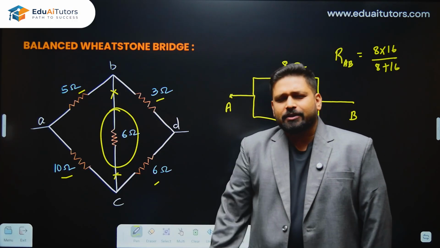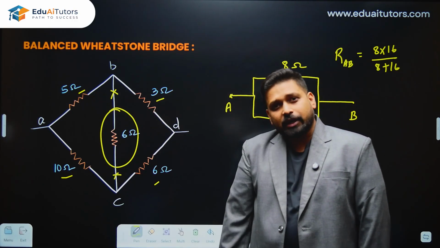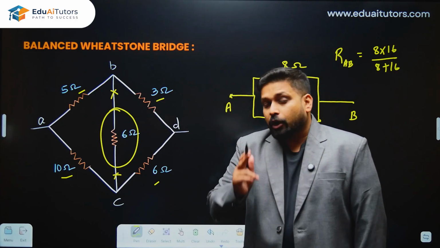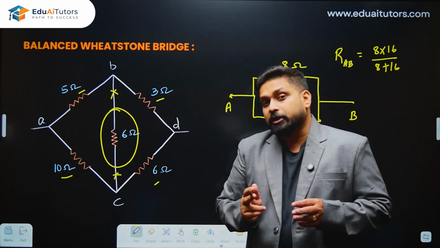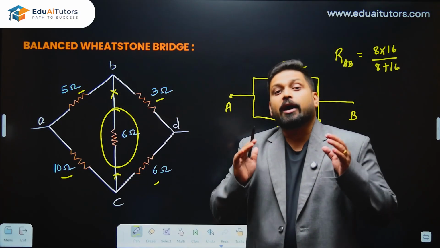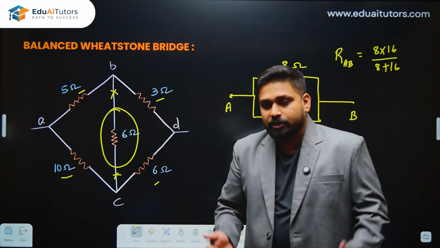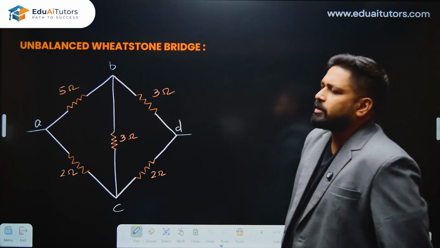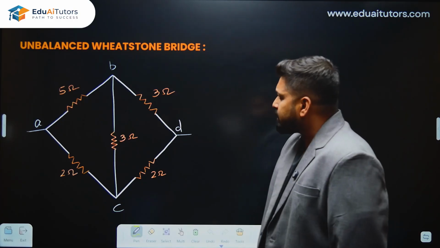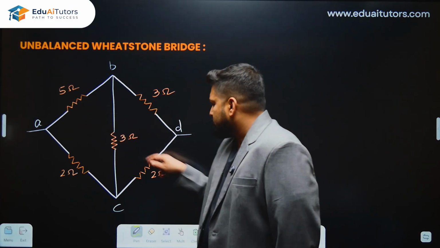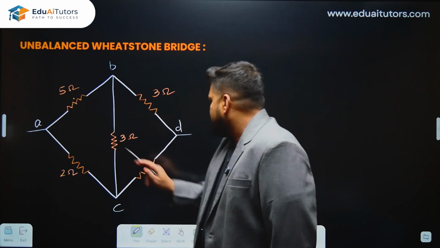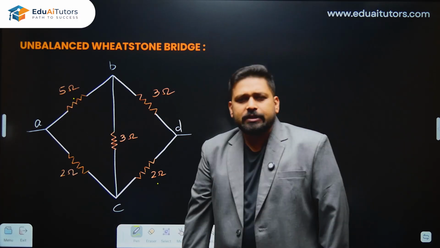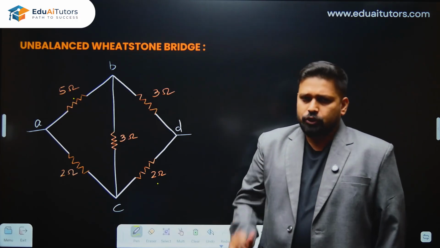But you would say, sir, that's too simple and easy, and I know that. Yeah, I understand, you know that. The problem starts when a question is given to you of a Wheatstone bridge and that Wheatstone bridge is unbalanced. That is, it's not balanced. Then how do you solve such a case? For example, take this circuit. If you're looking at the circuit, you can see that the cross product across this, 5 times 2 is 10, 3 times 2 is 6.